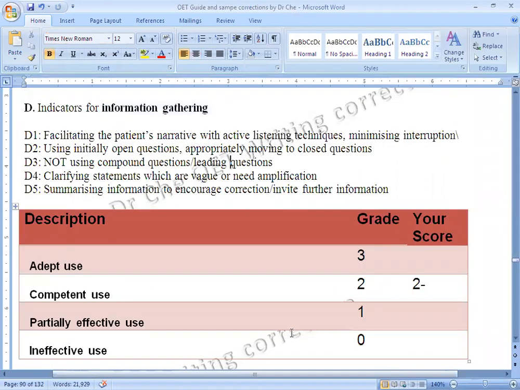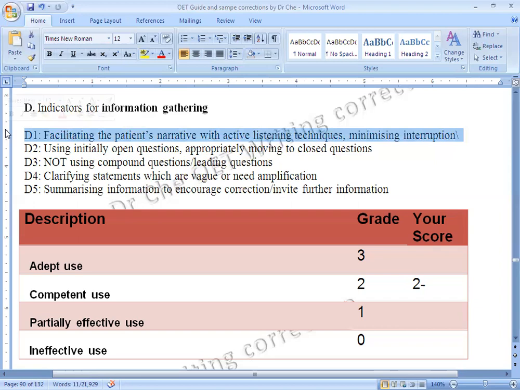Okay. Let me take Miss Kate. Can you please read the first point? Facilitating the patient's narrative with active listening techniques, minimizing interruptions. Okay. For example, you are the patient, I am the doctor. You are telling me, doctor, yesterday I was sleeping and suddenly, then you stop. Then you keep speaking. Okay, Mr. Smith, could you please tell me about your symptoms, about this and this? You are interrupting your patient.